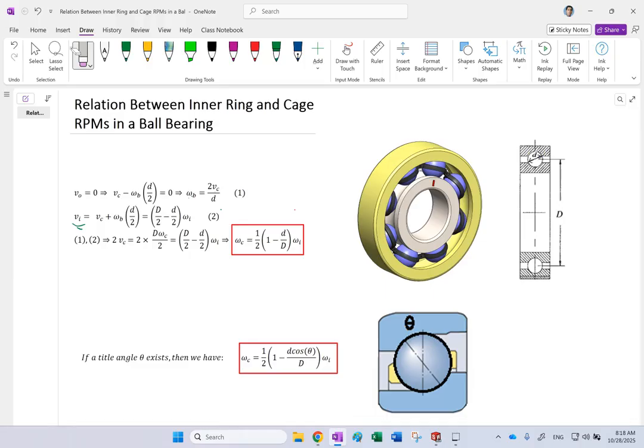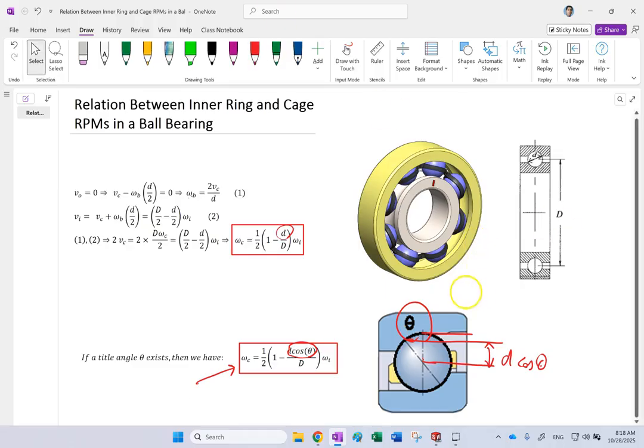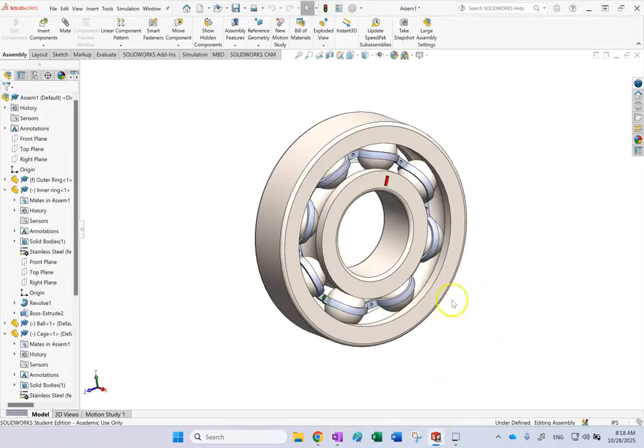Now there are cases where the raceway has an angle. So you can see that the inner and the outer ring, their cut is such that the ball is placed at an angle. In that case, instead of d, you are really using this distance, and this distance is d cosine theta. So instead of that d, you have to use d cosine theta in the formula, and this is the relation that you will find. Okay? So now you see why the cage is spinning slower than the inner ring.